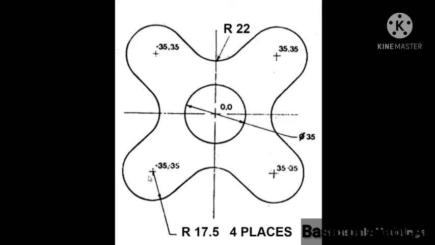How will you find out the coordinates for the lower left corner to set the limits? Here, the coordinate is minus 35, minus 35. That means you should give a value which is below minus 35 so that the circle will be within the screen. So we should add the radius along with this 35, which is 17.5. So 35 plus 17.5 is 52.5.